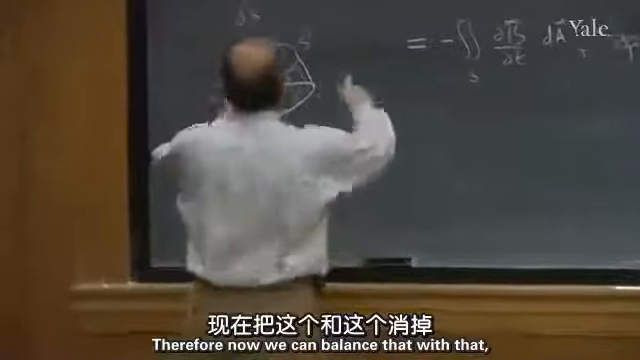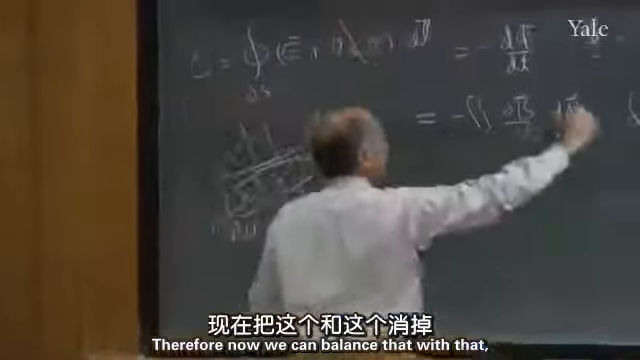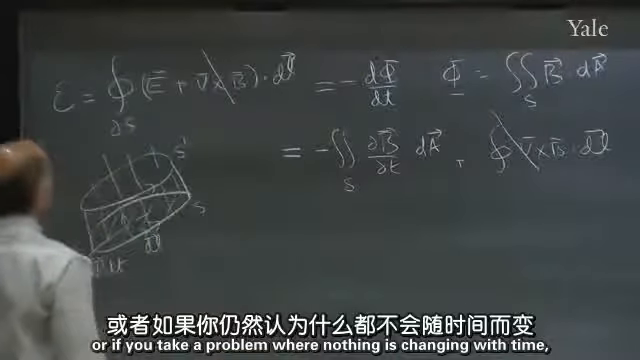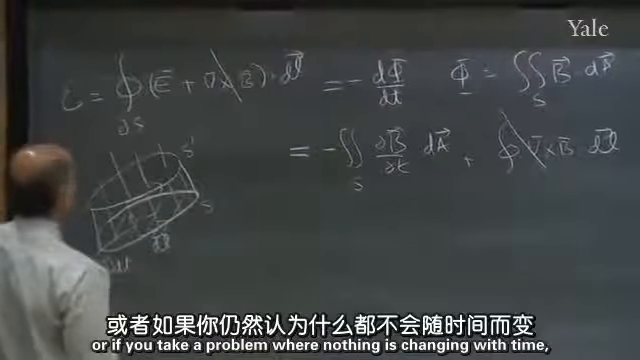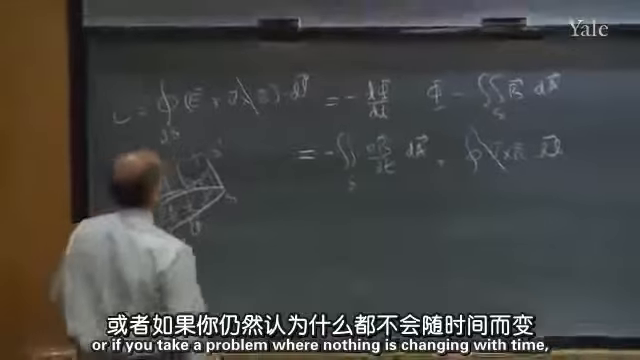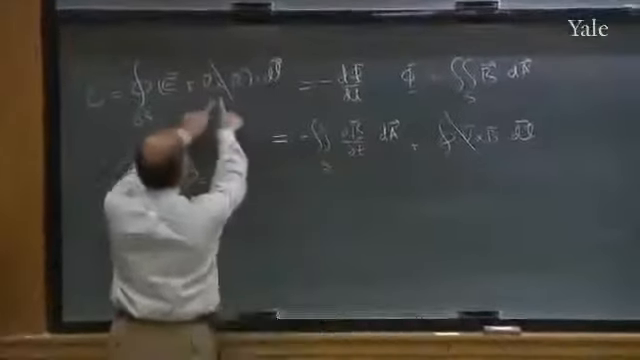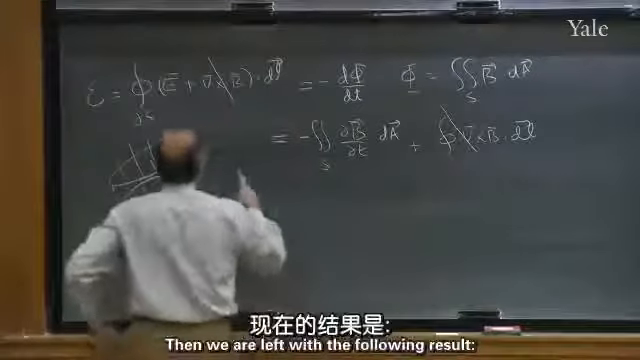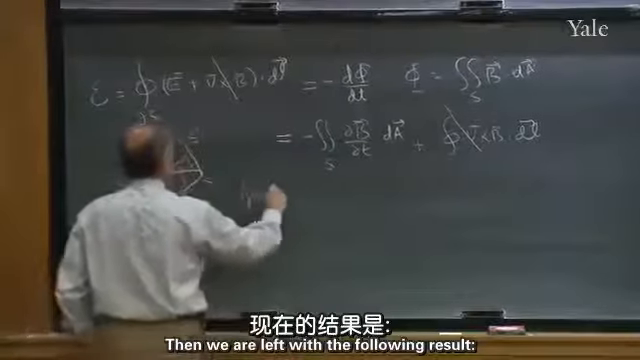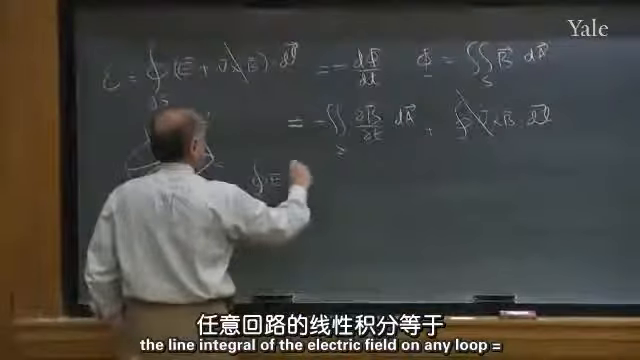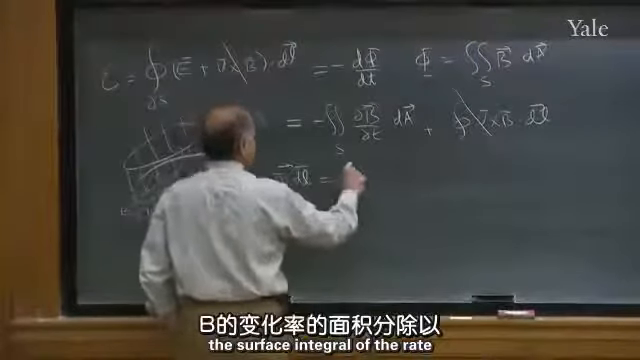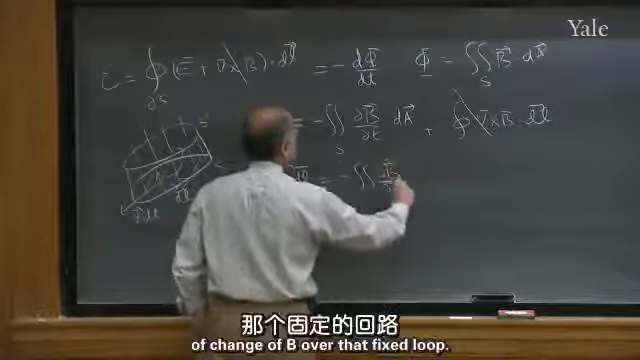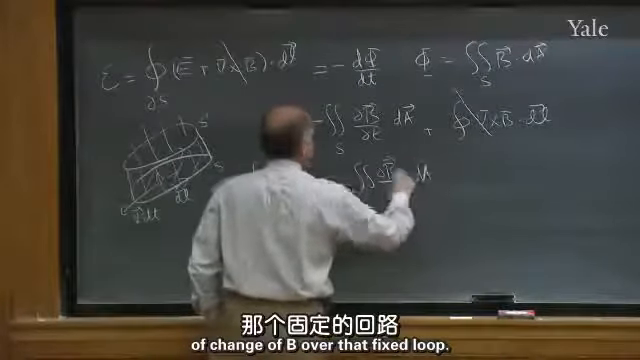Therefore, now we can balance that with that. Or if you take a problem where nothing is changing with time, then you can just forget this term, and this term will match that term. Then we are left with the following result. The line integral of the electric field on any loop is equal to the surface integral of the rate of change of B over that fixed loop.